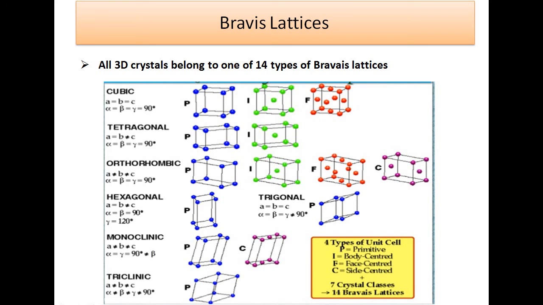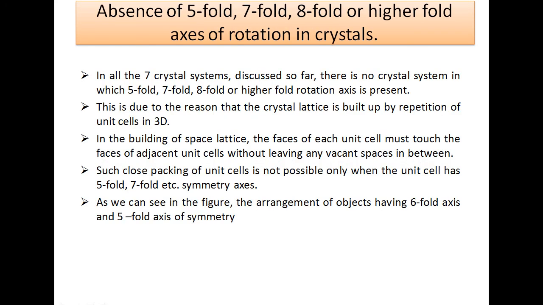This is for 7 crystal classes and 14 Bravais lattices. P is for primitive, I is for body centered, F is for face centered, and C is for side centered. So all 14 types of Bravais lattices can be shown here corresponding to the 7 crystal systems. The next one we will discuss in the next lecture.